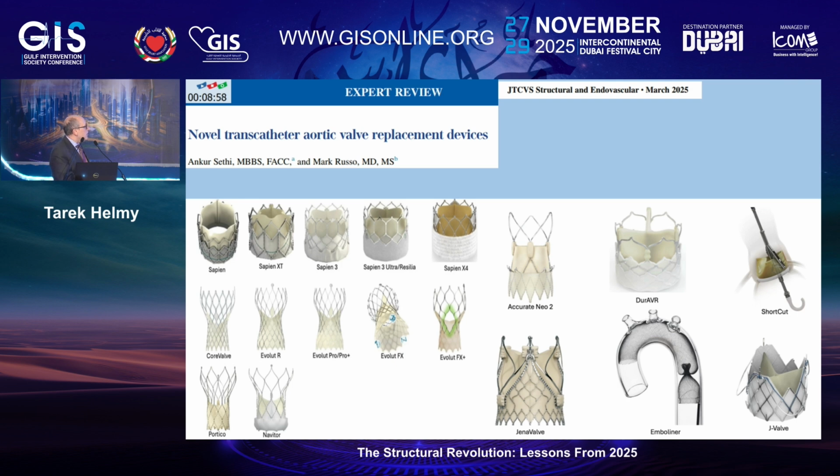The new designs are there, and I'm not going to go through all of these. These are two specific designs, the Jenscare J-Valve and the J-Valve for aortic regurgitation. We're going to talk about that tomorrow, and new embolic protection devices.